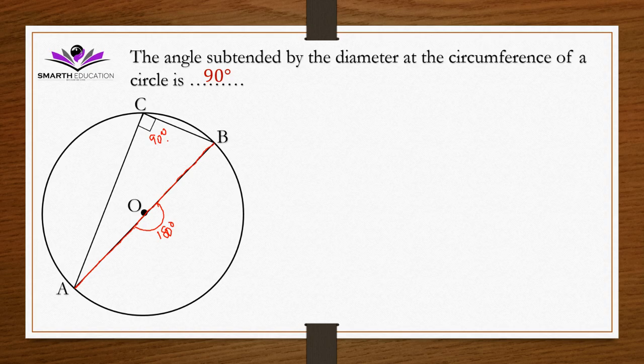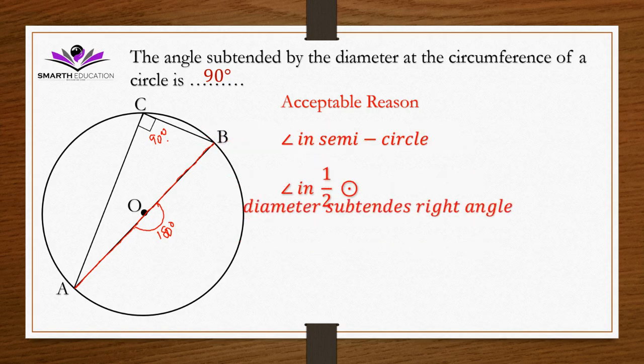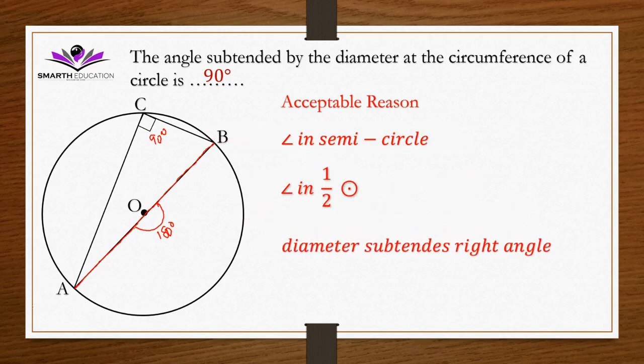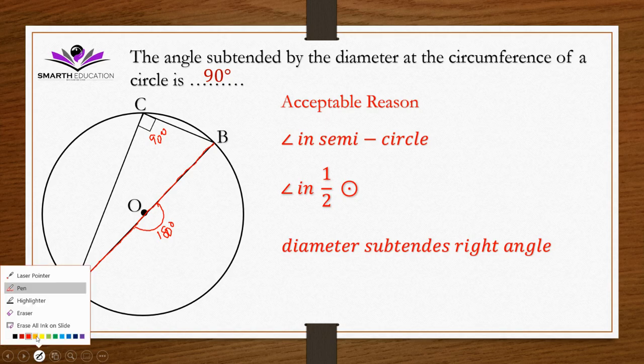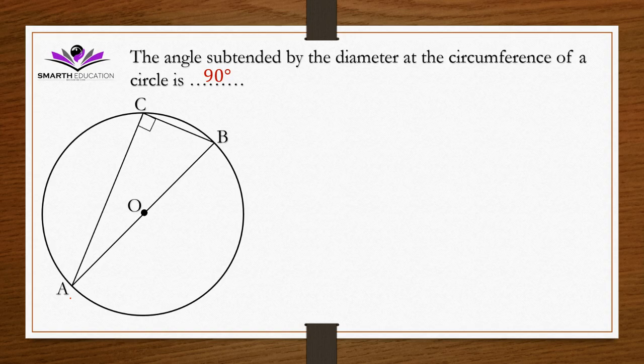Okay, right. Now let's apply that. Then what reason do we put? We say angle in the semicircle, or we say angle in half a circle, or we can say diameter subtends a right angle. So these are the reasons you can use. These are acceptable reasons. Now let's go to the question that we can try.